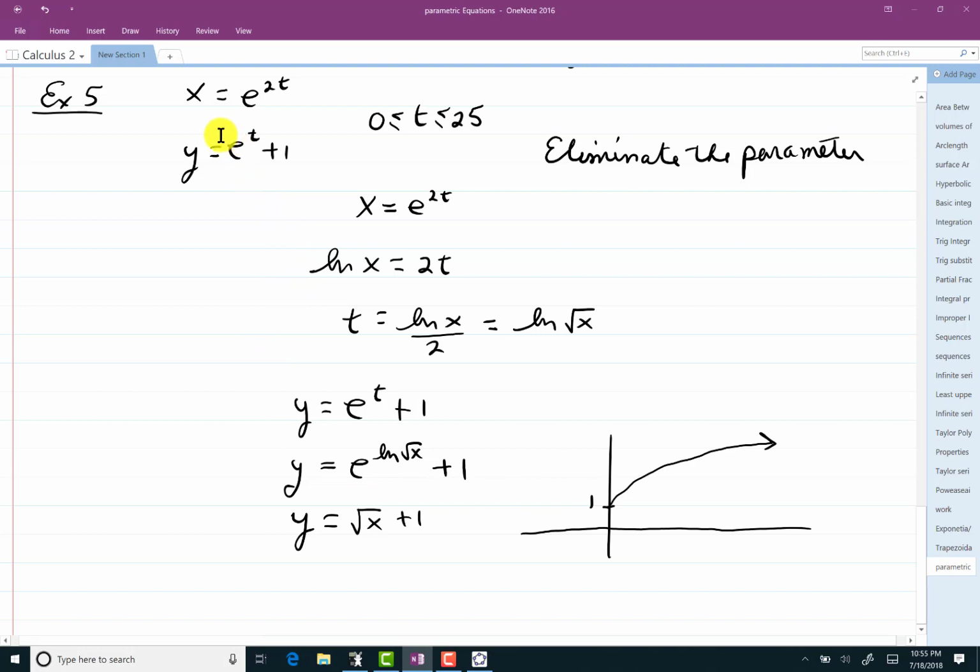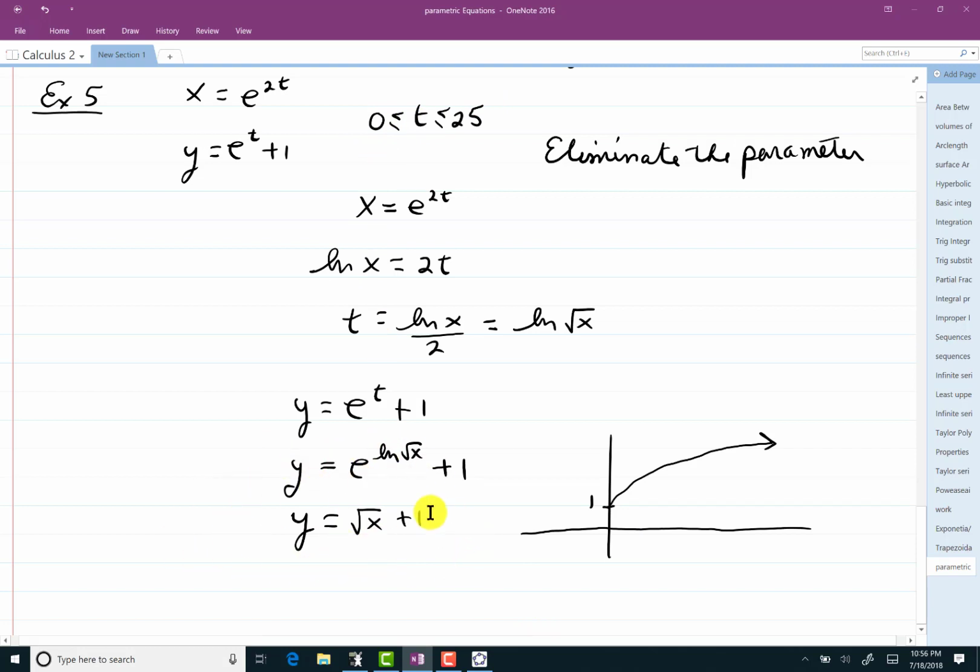You'll notice that e to the t is never equal to 0. When t is 0, you'll have e to the 0 plus 1. That's actually equal to 2, and x is equal to 1. So to be honest, you lose track of where t started and ended when you go to this.